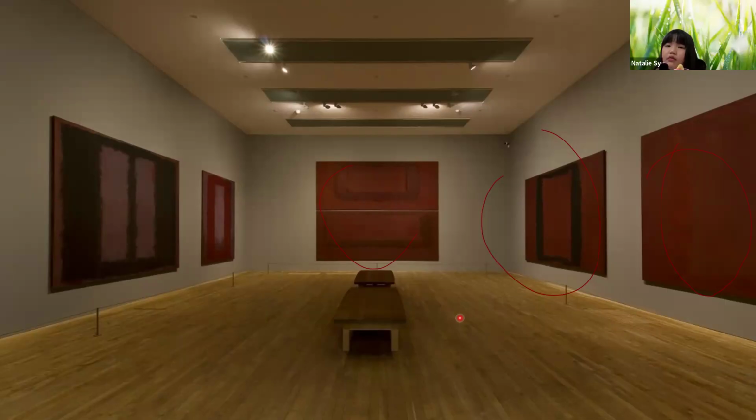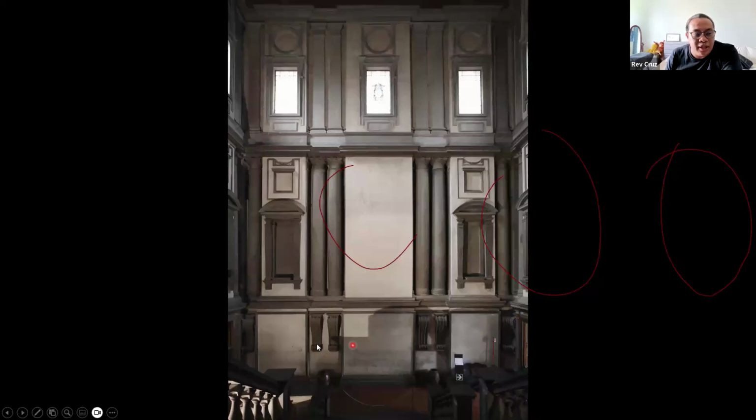A bit. Yeah, a bit. But they're not exactly looking like windows. Now, Rothko actually wanted, when these paintings are hanging, to get the feel of the big windows in a church.